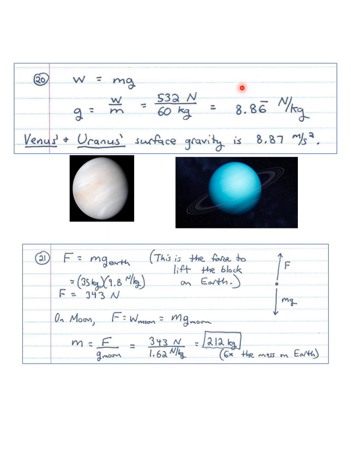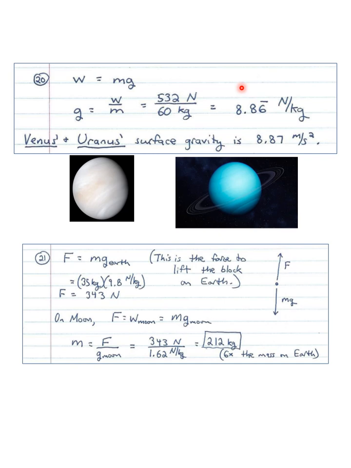You can look up in the table in Appendix E at the different planets, and both Venus and Uranus, their surface gravities are both 8.87 meters per second squared. So it could be either of those planets.